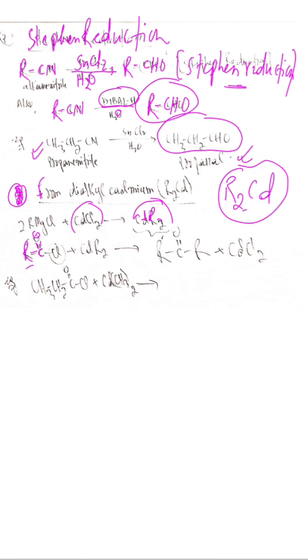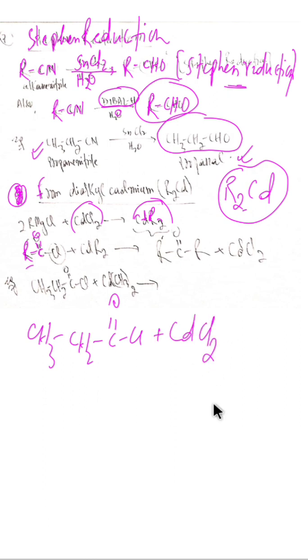Okay. Now this is our CH3CH2COCl. When this is reacted with dimethyl cadmium, (CH3)2Cd, then the product will be this one.